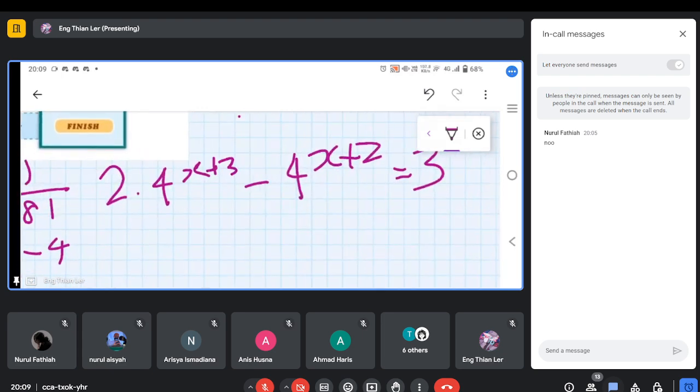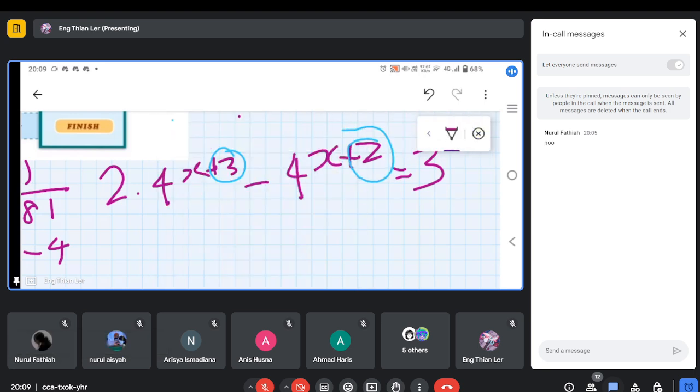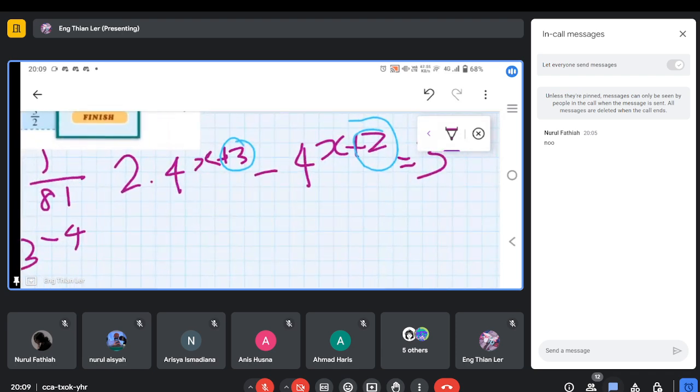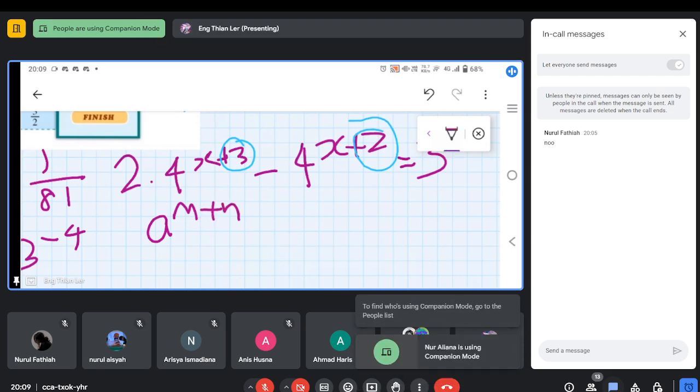So look at this, plus 3 and plus 2. We don't want them. How come? If we can remove this, we can factorize the 4 to the power x, and then everything will be simple. So let's do it. We know that a to the power m plus n is just equal to a to the power m times a to the power n.